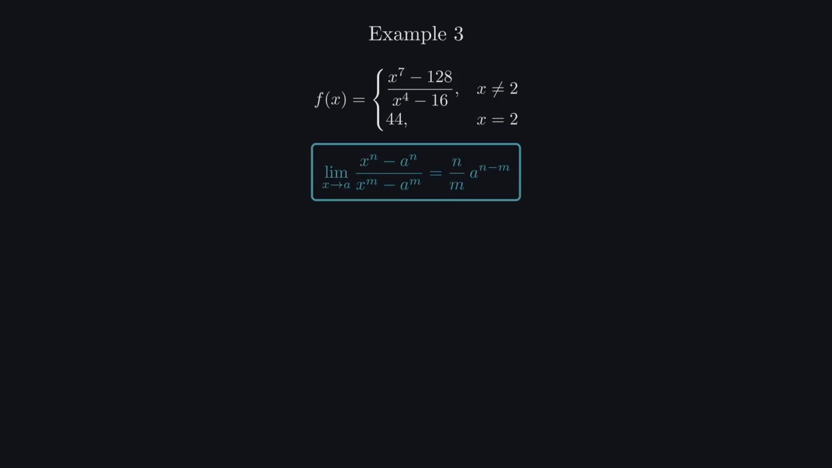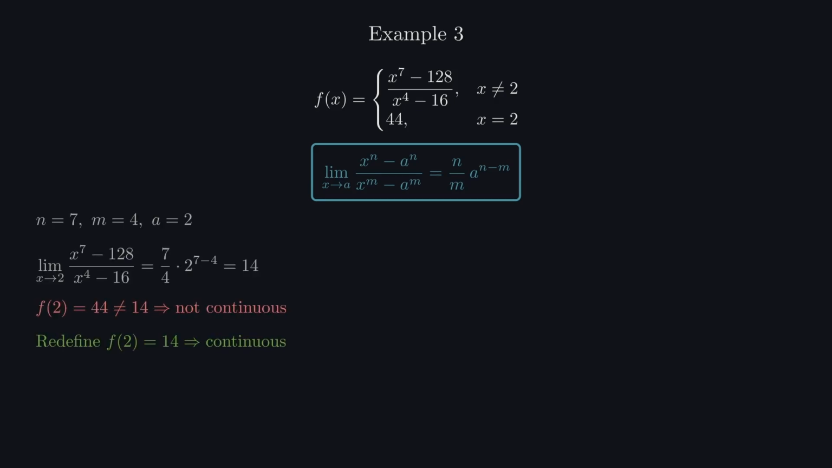In the next example, the function equals (x to the power of 7 minus 128) over (x to the power of 4 minus 16) when x is not equal to 2, and it equals 44 at x equals 2. To test continuity, we compute the limit at 2. Both numerator and denominator vanish. We use the corollary we explained in a previous video.